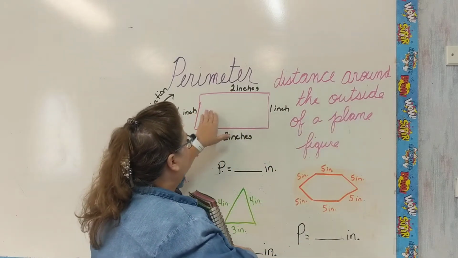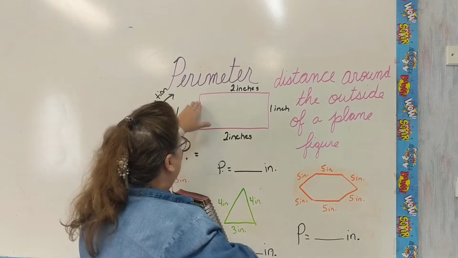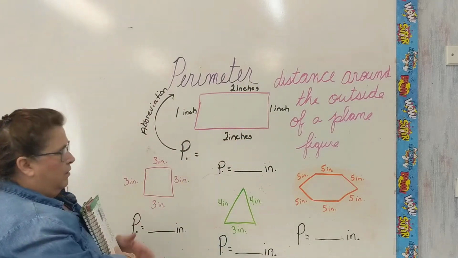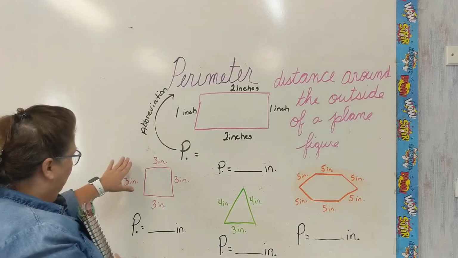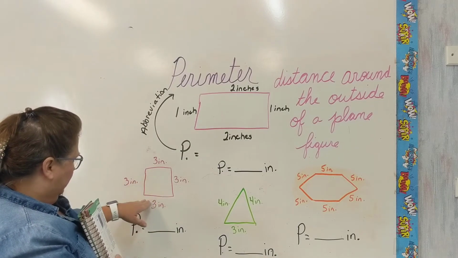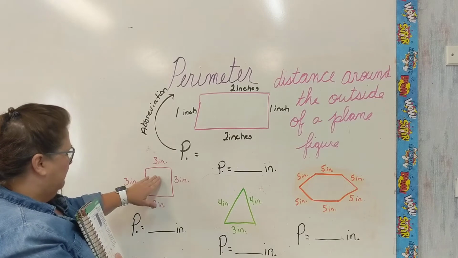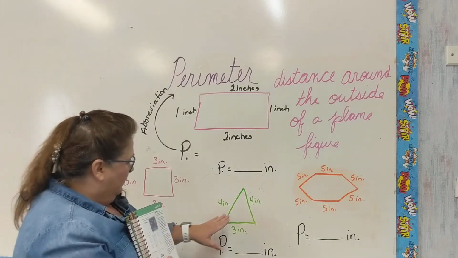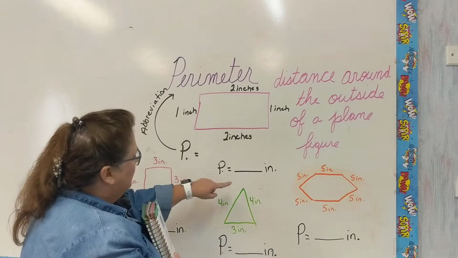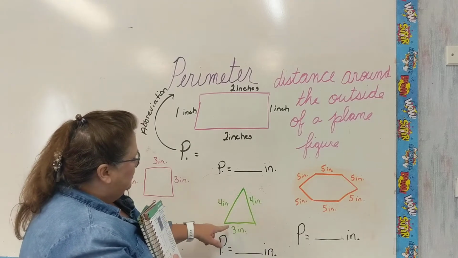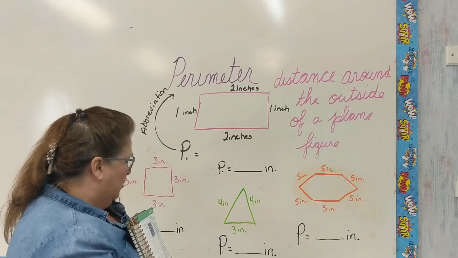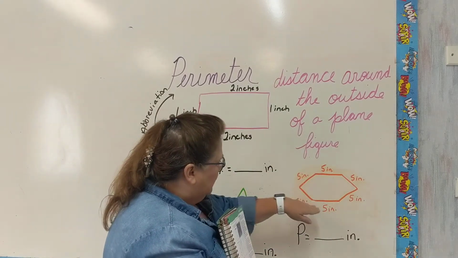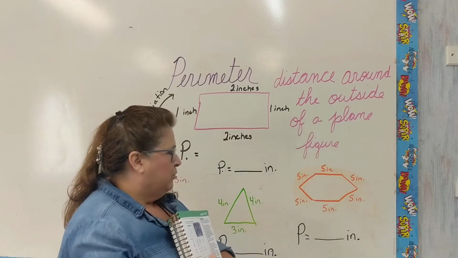So this is a plane figure. So the distance around the outside of that figure would be our perimeter. We have another plane figure here. The distance around the outside of that figure would be the perimeter. We have another plane figure here. The distance around the outside of this shape would be our perimeter. And then we have another plane figure here, and the distance around the outside would be the perimeter.